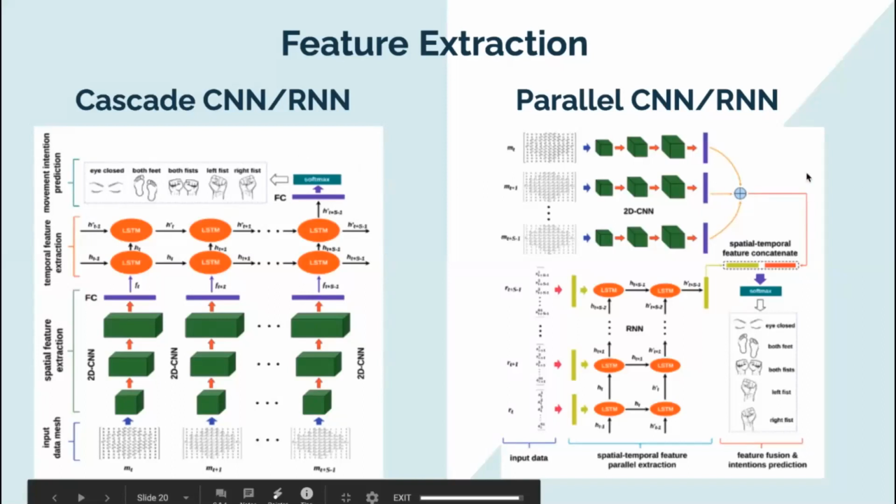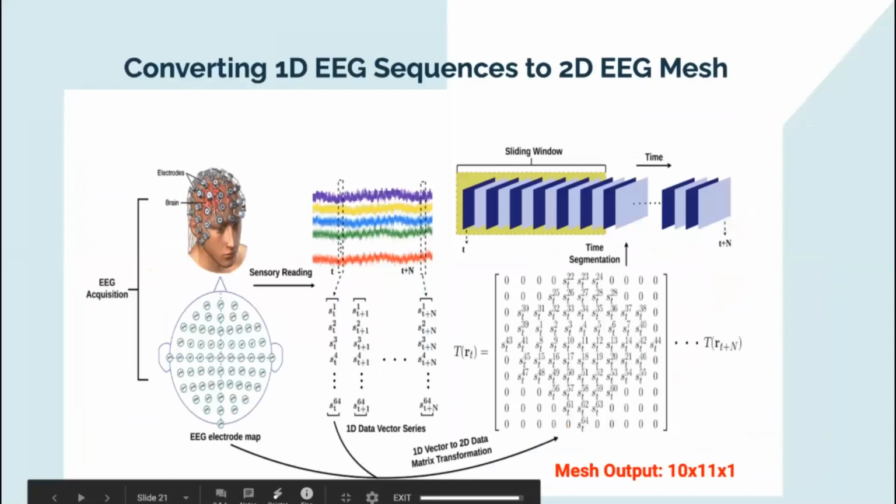And then we look at the parallel. Here, in the parallel, it's exactly the same as the cascade, but it differs in the fact that both models are extracting features in parallel rather than after each other. And when we look at how we convert the 1D EEG sequence to a 2D EEG mesh, here the subject imagines or performs an action, and the electrodes then acquire the fluctuations of the voltage from the skull. The readings from the EEG represent time series data, and it's a one-dimensional vector as shown here.